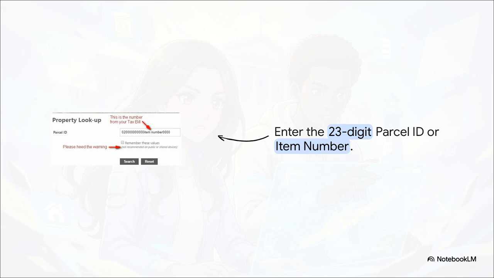Now, remember that item number we just looked at? Well, here is the critical exception. If the property you're looking up is in the towns of Brookhaven or Southampton, you actually do not use the standard section, block, and lot format. Instead, you have to build your 23-digit ID using that 7-digit item number.